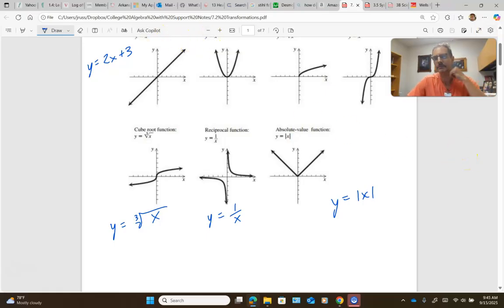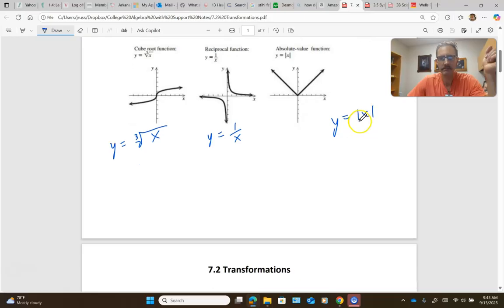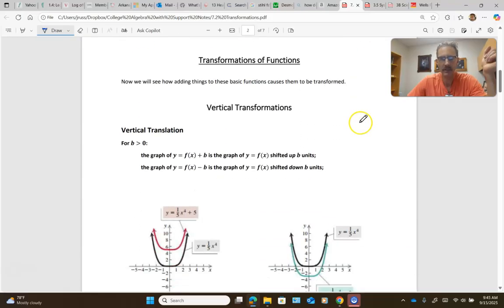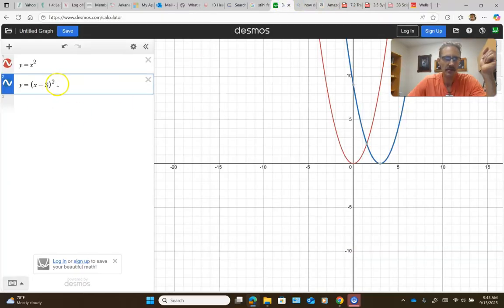All right, so how does manipulating these functions create what types of transformations? That's what we're going to look at next. All right, so I'm going to scroll down. So what would cause a vertical transformation? Similar to what I was demonstrating in Desmos over here.